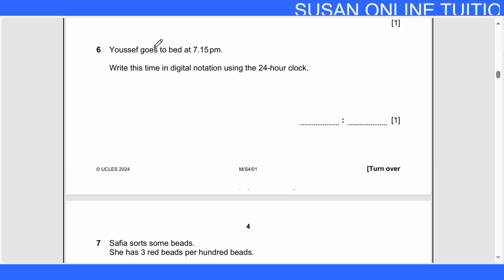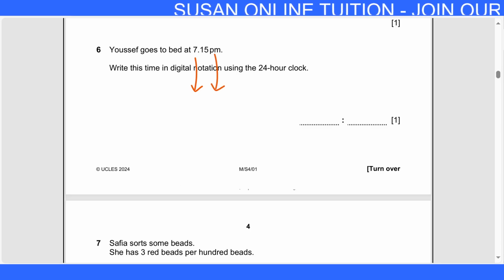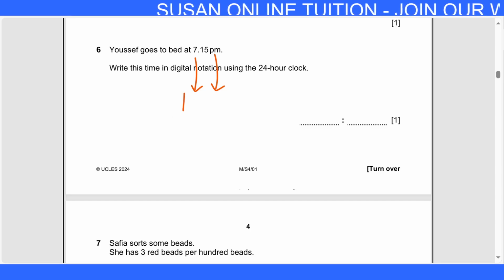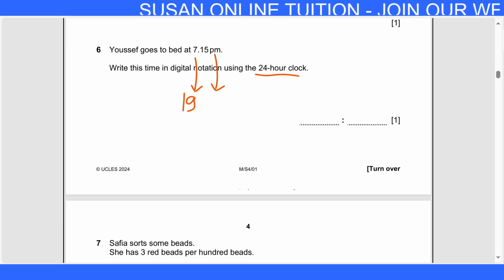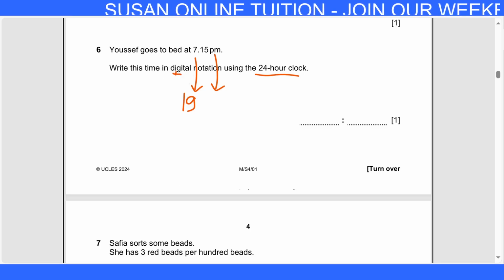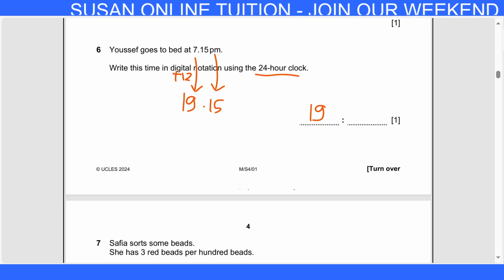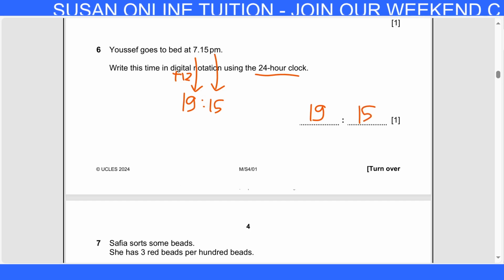Yusuf goes to bed at 7:15 p.m. Write this time in digital notation using the 24-hour clock. Okay, for the 24-hour clock, this is night, evening, PM, so 7 plus 12 is 19. After 12 midday you have to add 12 to the number, so 7 plus 12 is 19, and the 15 remains, so 19:15 should be the answer. You got it correct, guys. Next, move on.